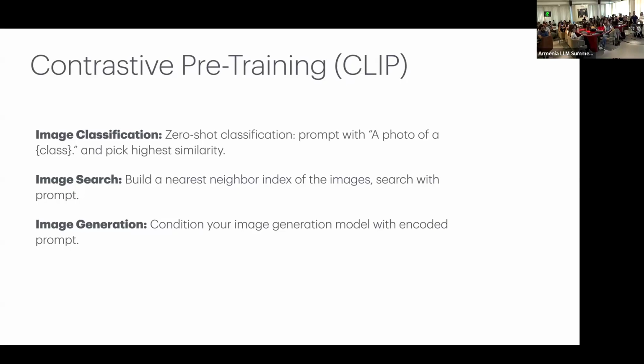And from CLIP, image generation started becoming relatively popular because now if you have these aligned text and image representations, you can start conditioning your image generation model with your encoded prompt, right? And so this was more or less the very big breakthrough that once again came from OpenAI around how we can learn representations that are unified across both text and images.